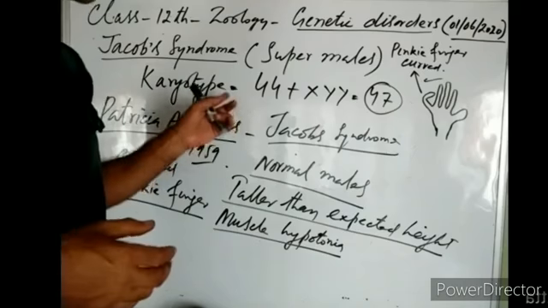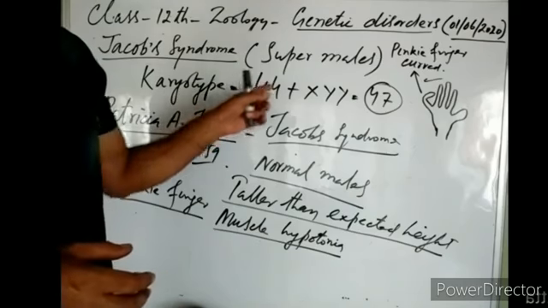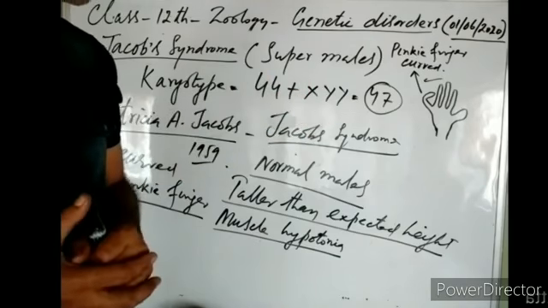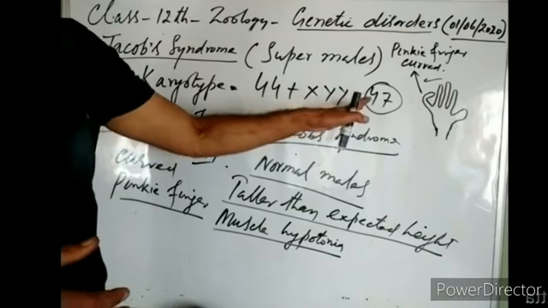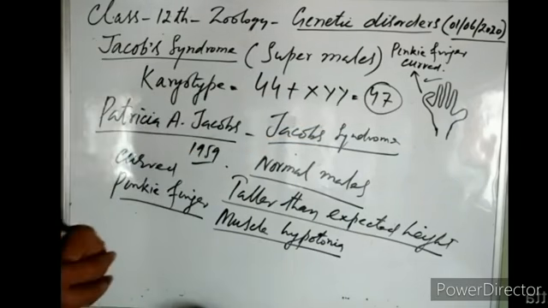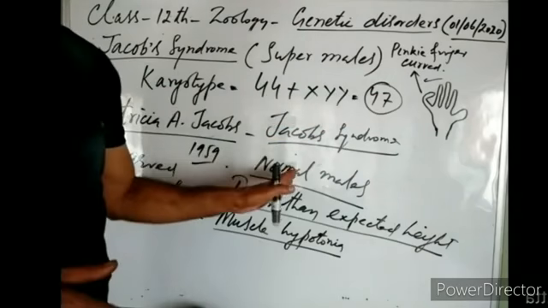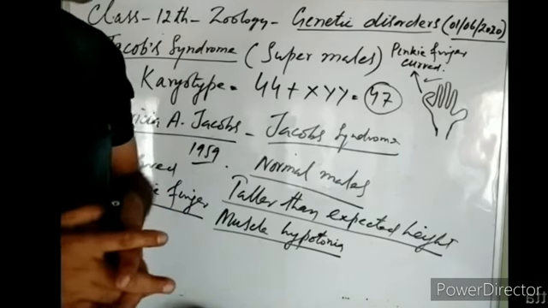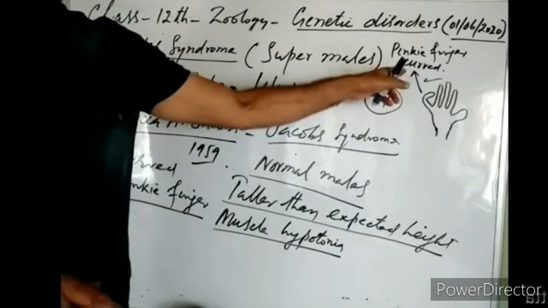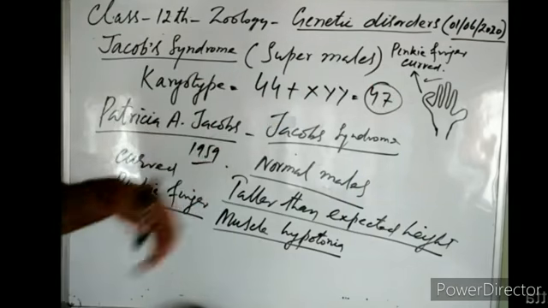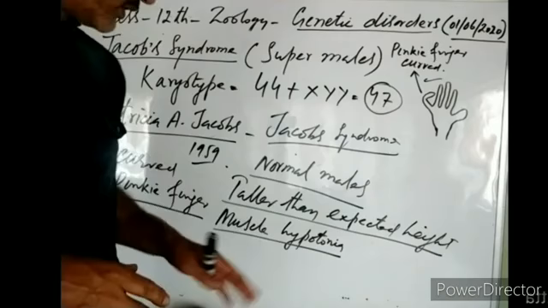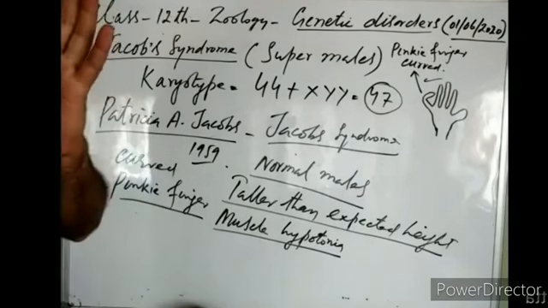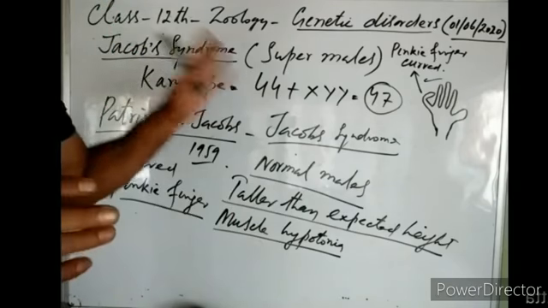They are recognized by their karyotype. When we subject them to karyotyping, we will find an extra Y chromosome in their body cells. So their total chromosome complement is 47. They are normal males. They cannot be recognized entirely by their phenotype. We cannot recognize them by this curved pinky finger, or by their tallness, or by muscle hypotonia. They can be identified only through karyotyping, right?